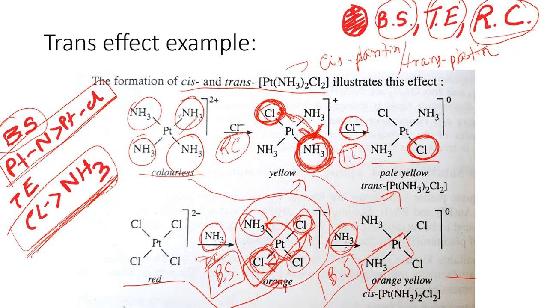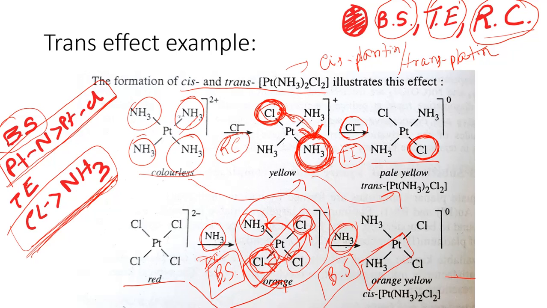And the third one is the reaction condition. So first you have to follow the trans effect. If the trans effect is favoring any kind of step, then you have to mention that the trans effect is favoring that step. And the second one would be the bond strength. If the trans effect is not favoring the step, or you cannot show the trans effect in that step, then you should consider the bond strength.